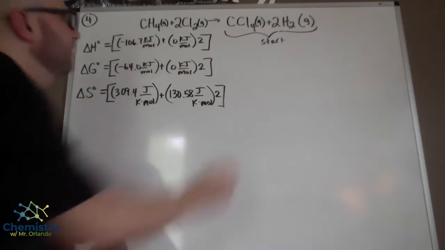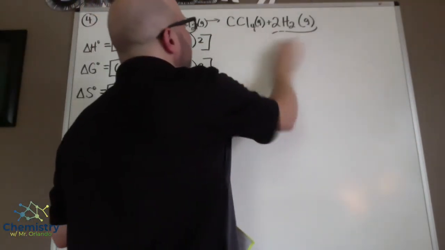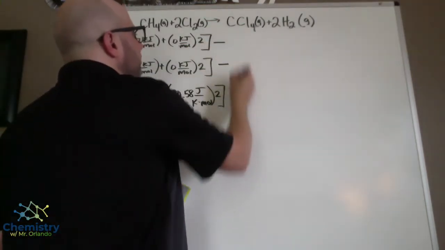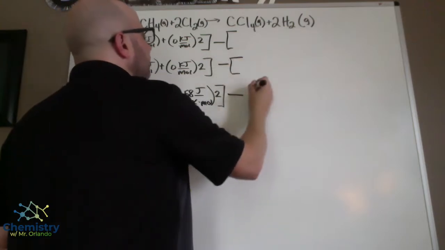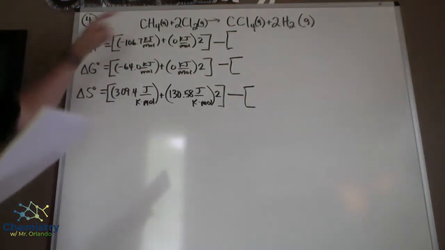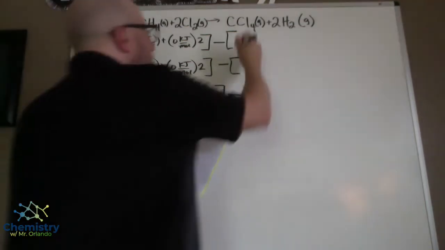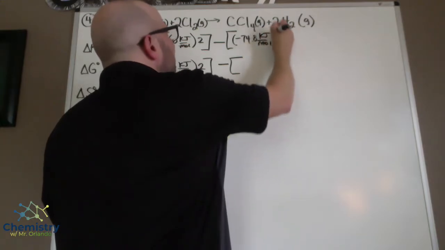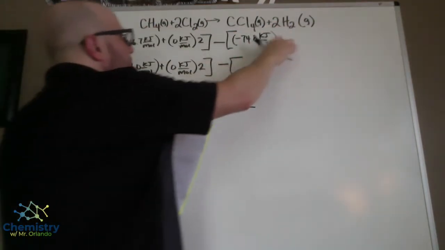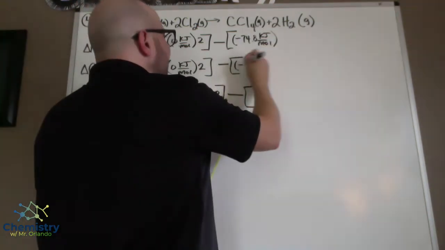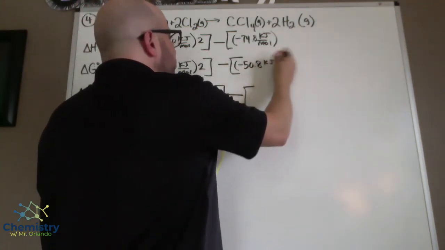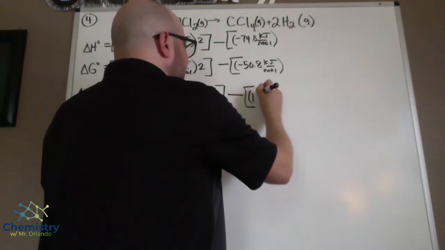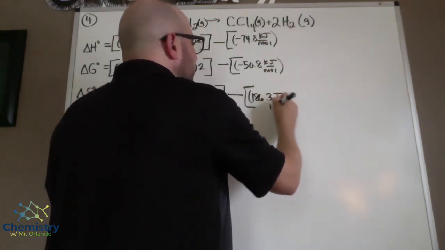Okay, next. Now I'm going to jump to the reactant side, so to the left side of my equation. So I'm going to subtract everything that's on the left side. So let's take a look at that. I'm going to start by looking up the values for methane. So I have negative 74.8 kilojoules per mole. Again, the coefficient is 1 here, so I don't have to do anything over here. The next one is negative 50.8 kilojoules per mole. And the last one is 186.3 joules per Kelvin mole.